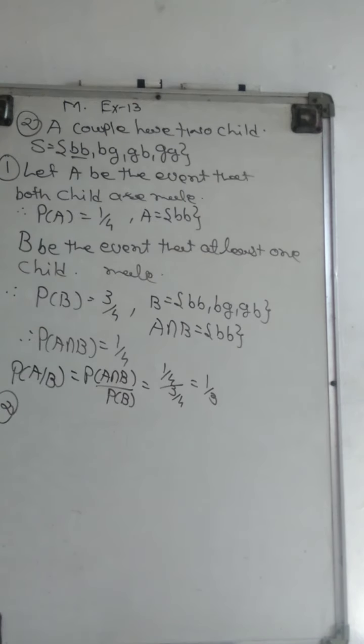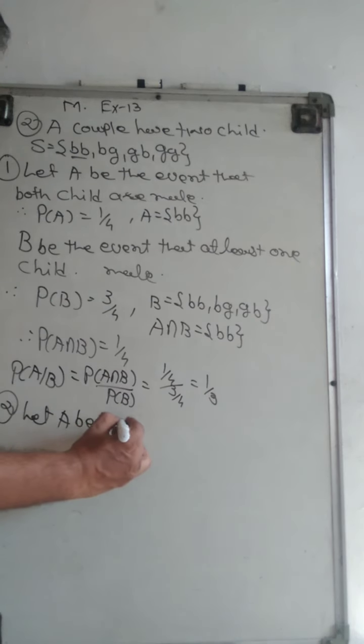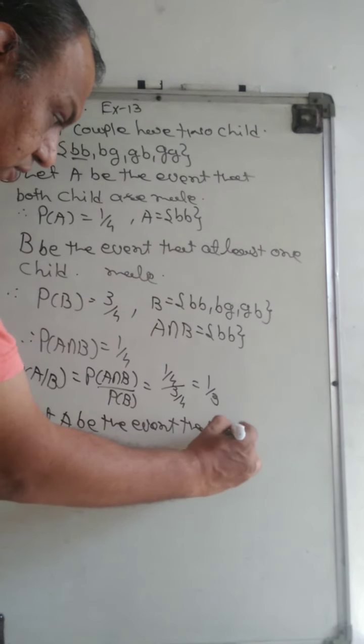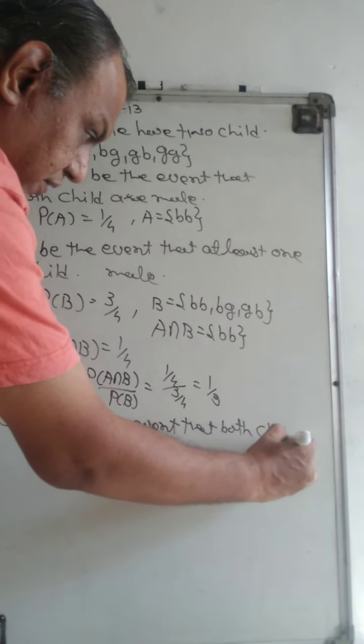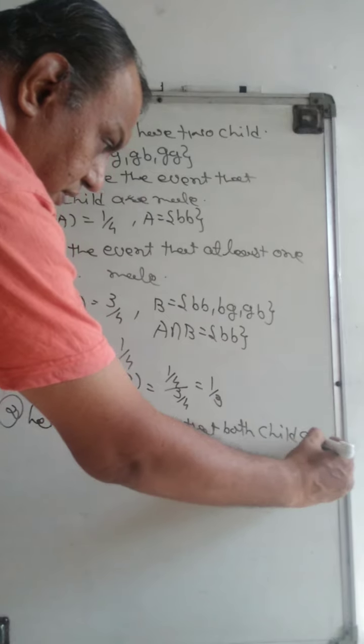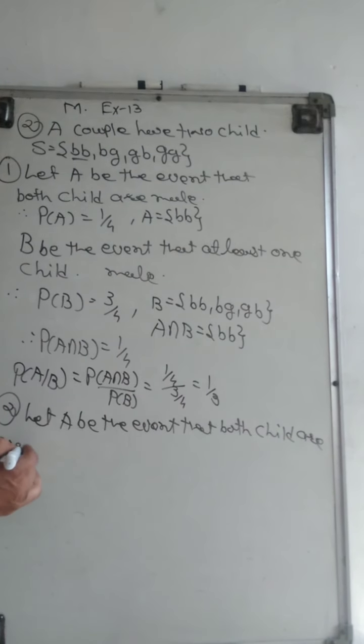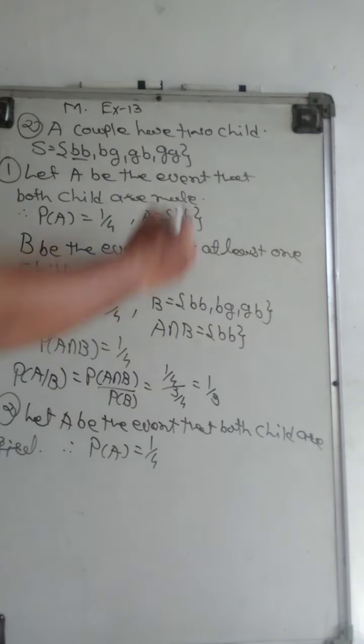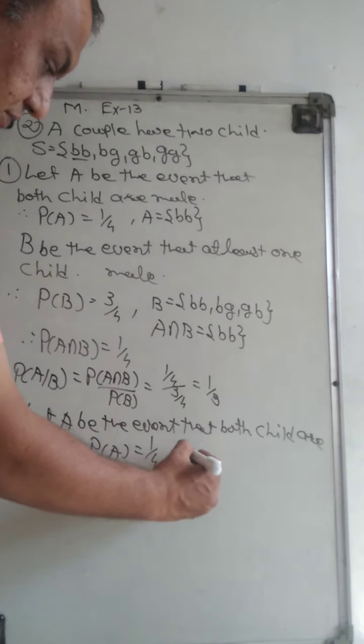Find the probability that both the children are female. So let A be the event that both children are girls, female or girls. Therefore, P(A) is equal to 1/4 according to GG. A is GG.